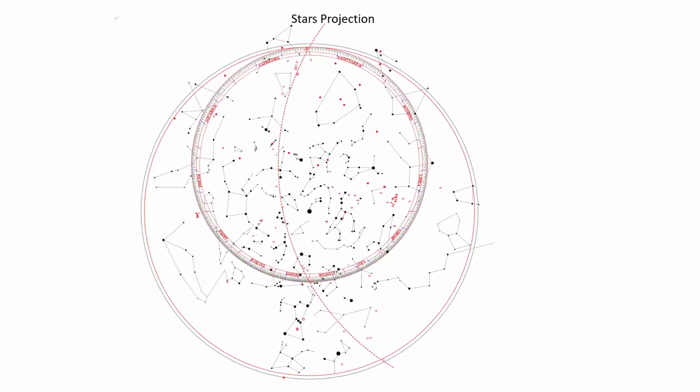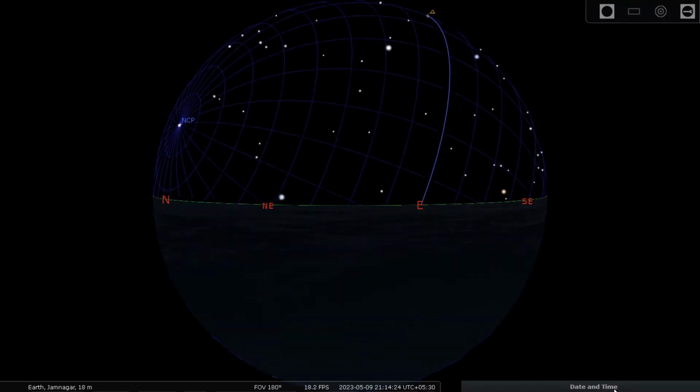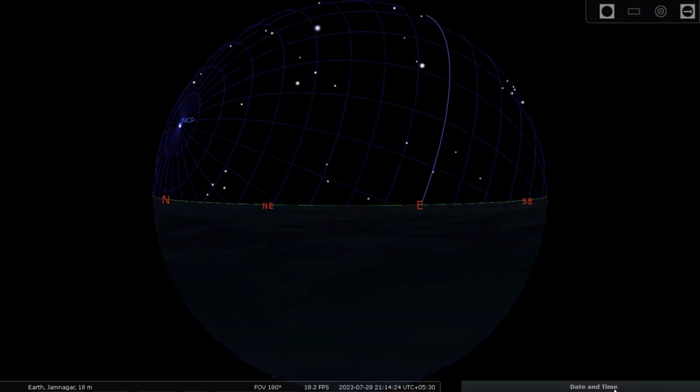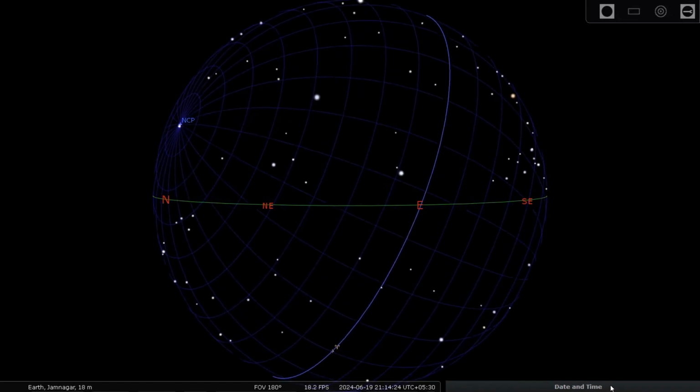Hello everyone. In this video, I will show how to mark stars and deep sky objects on the rete. To mark a celestial object, first find out the equatorial coordinates of the celestial object. There are several sites from where the equatorial coordinates of celestial objects can be found out.